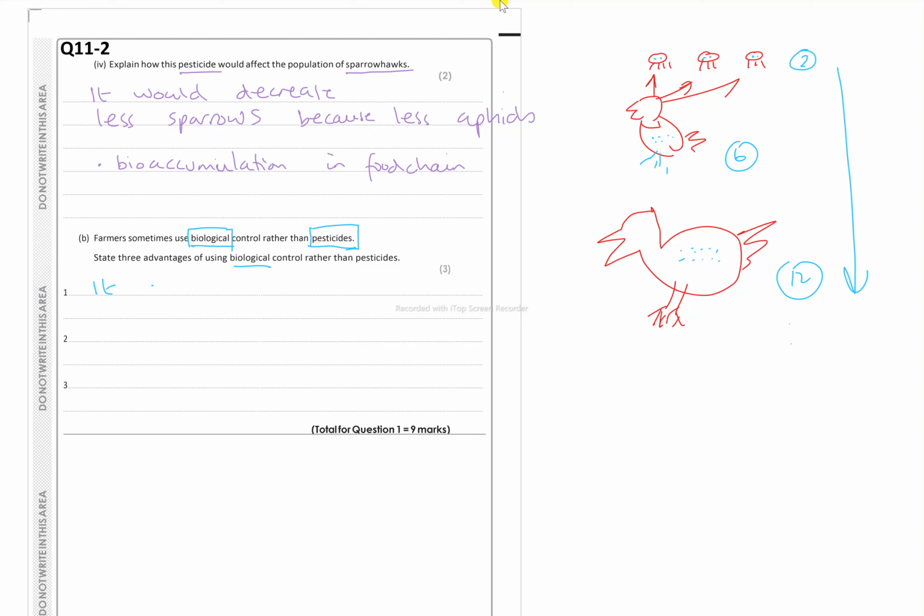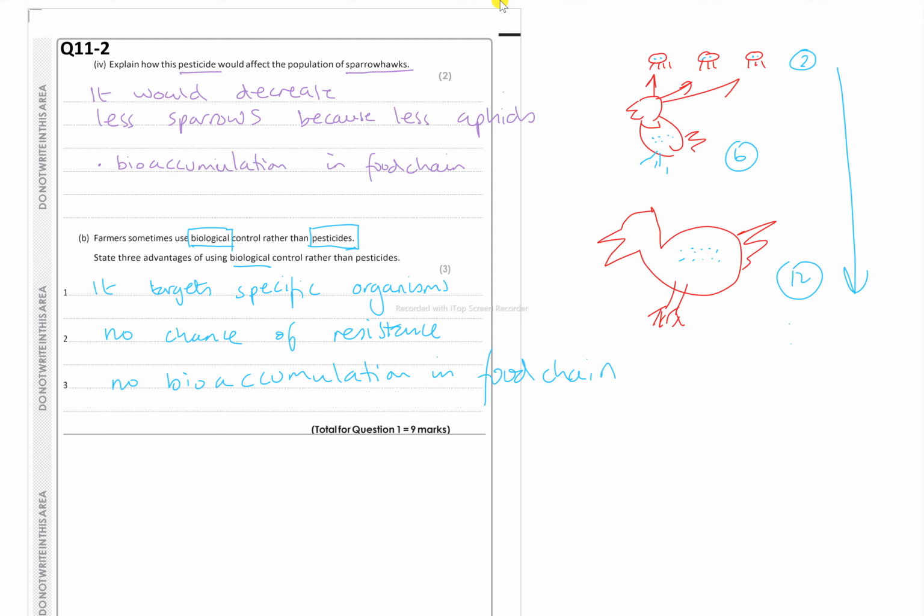It targets specific organisms or pests. Usually, not always the case, but usually. There's no chance of resistance due to chemical mutations building up. There's no bioaccumulation in the food chain. And finally, it lasts longer.